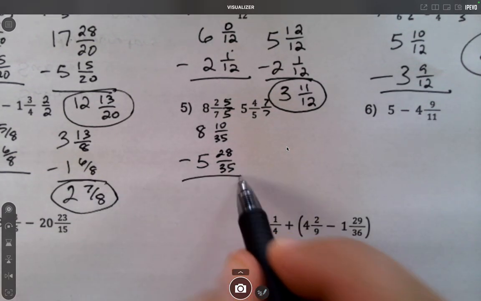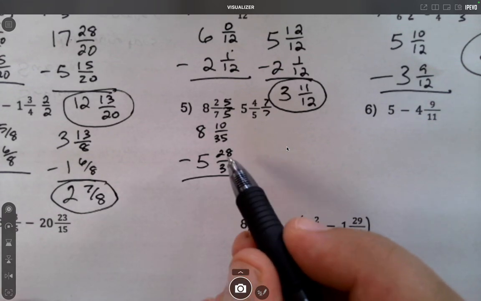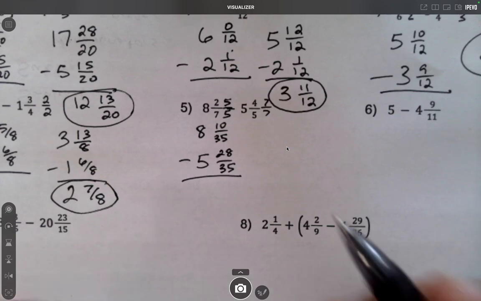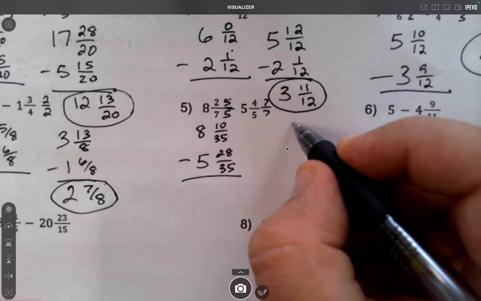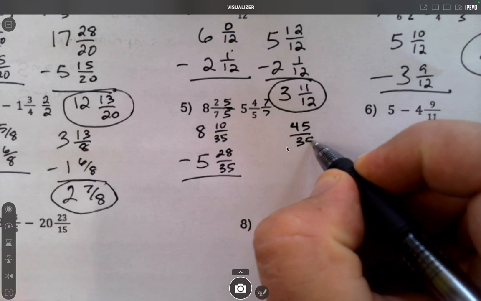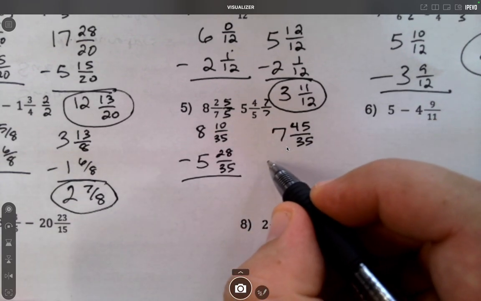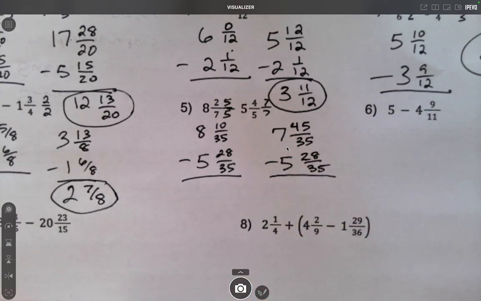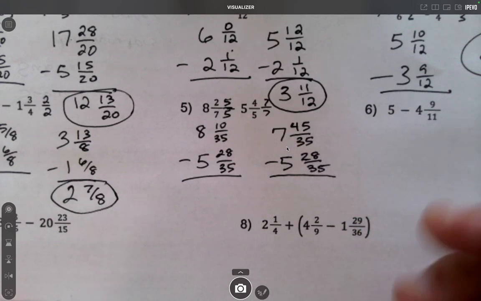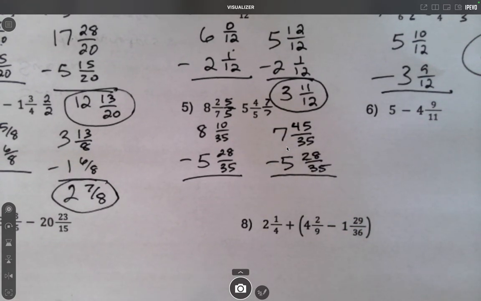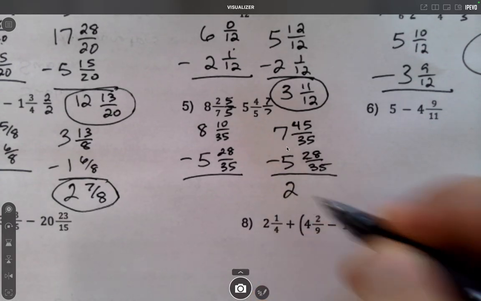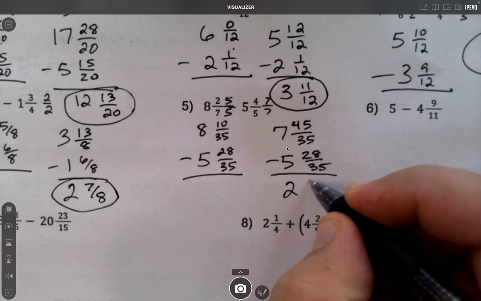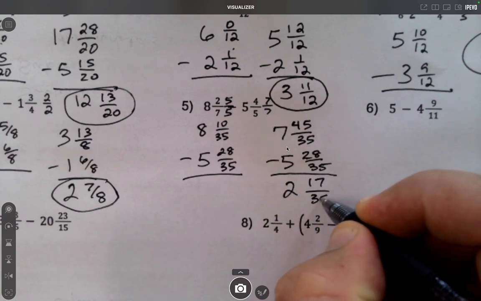So we do, yet again, have to deal with borrowing, because 28 is bigger than 10. So to do that, we say 35 plus 10, which is 45. We borrow 1 from the 8, making it a 7. And we don't change the lower number, we just leave it as is. Subtract the whole number. Actually, let me pause. I'm afraid I'm going too fast. When it's a video, remember, if I'm rushing, you're welcome to pause and catch up with the writing if you need to. 7 minus 5 is 2. 45 minus 28 is 17. And we leave the denominator just as it is.